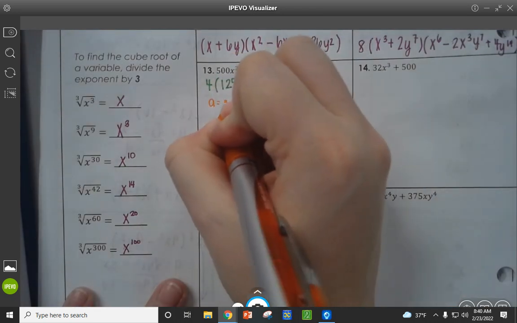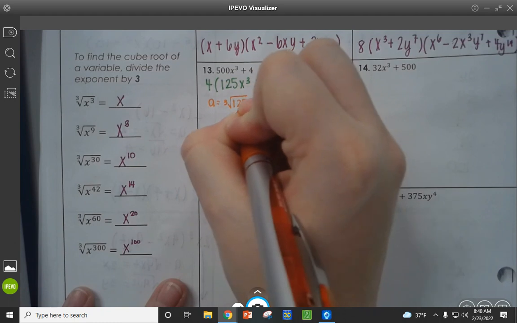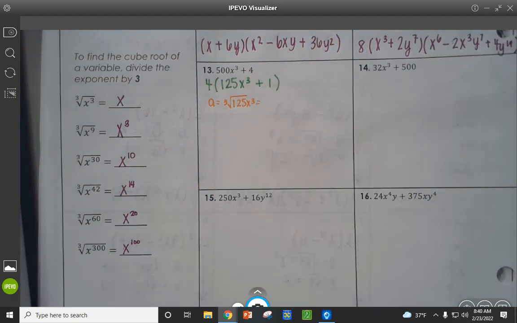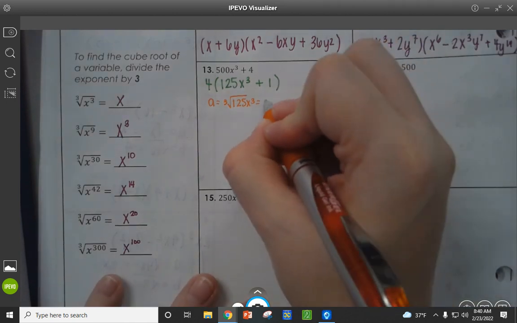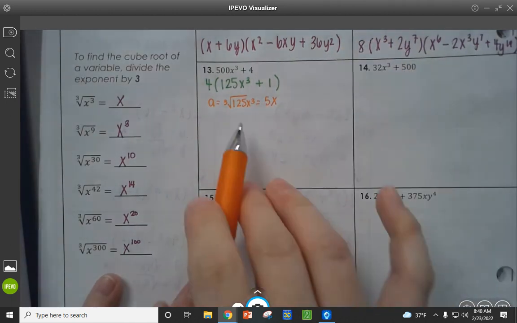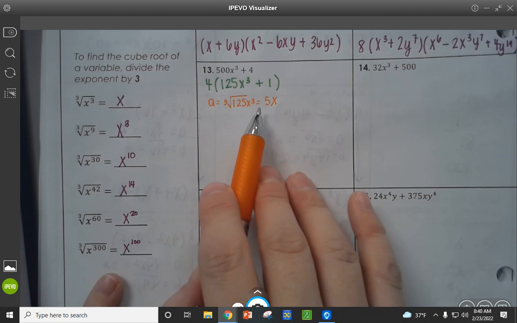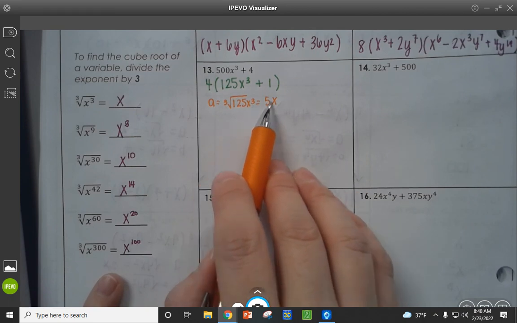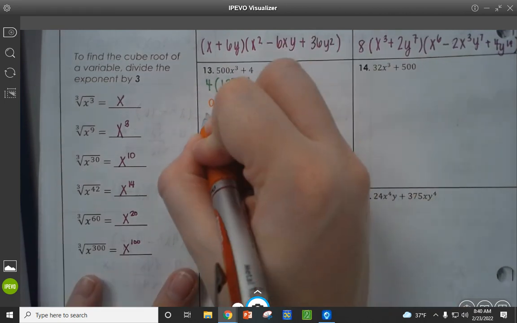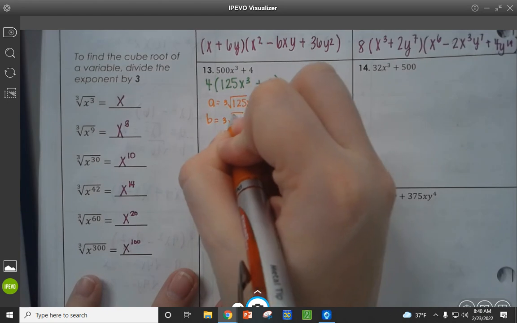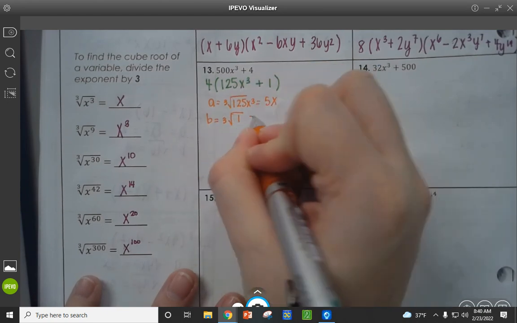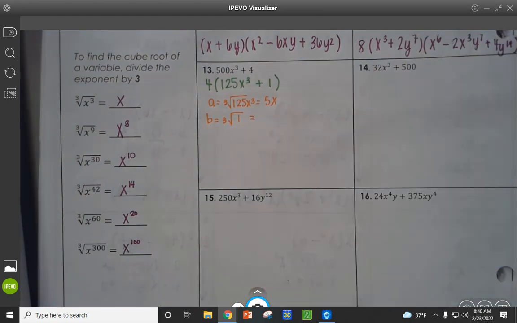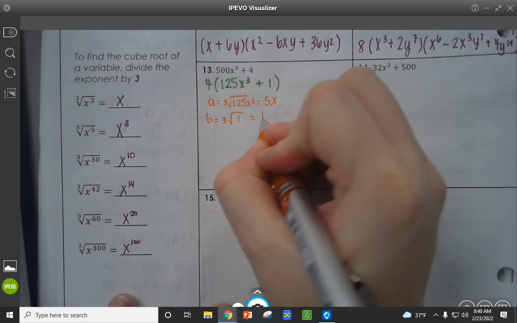So A is the cubed root of 125x cubed, which would be 5x, because the cubed root of 125 is 5, and the cubed root of x cubed is x. B is the cubed root of 1, which is 1.